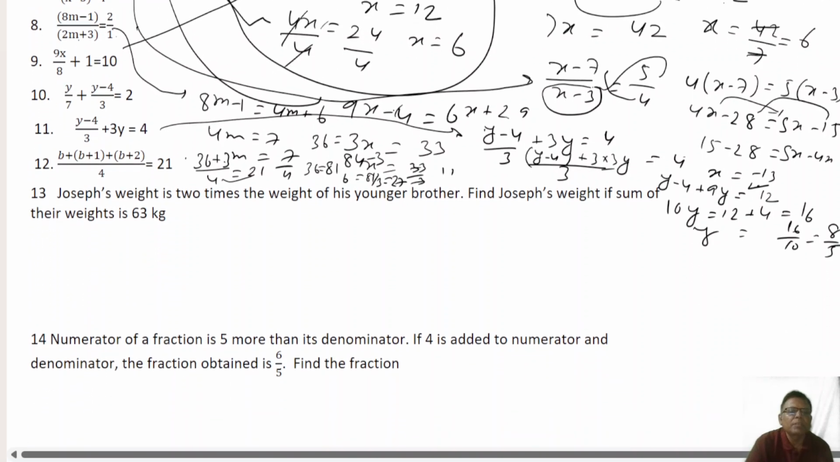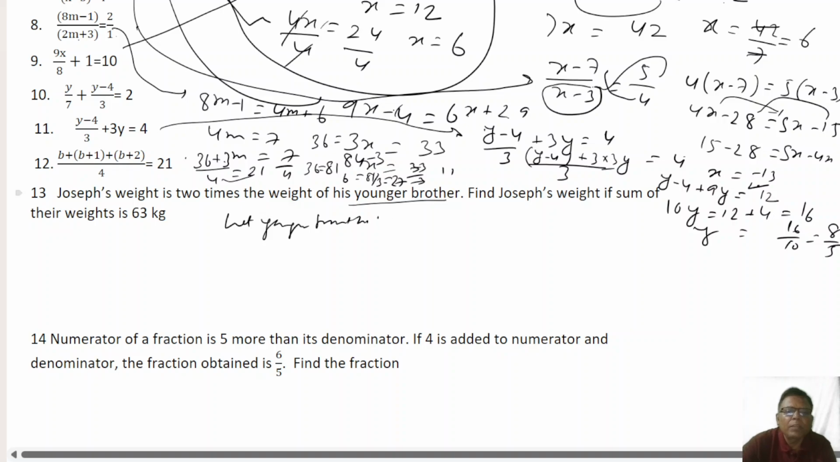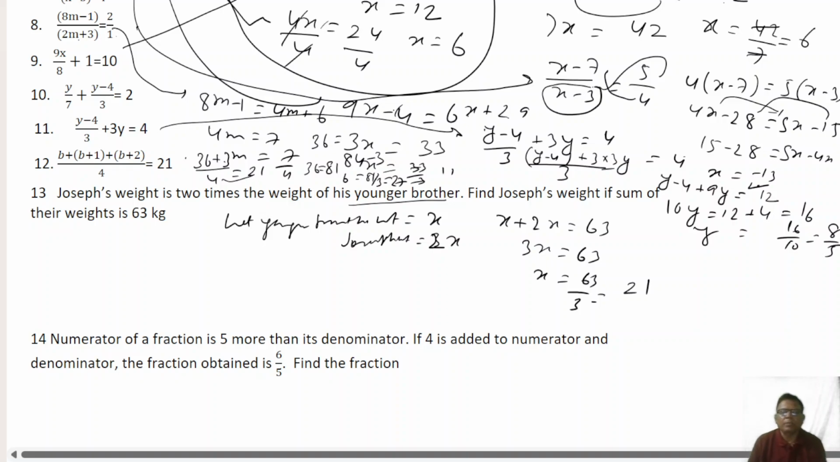Now come to the verbal type question. Joseph's weight is 2 times the weight of his younger brother. So let the younger brother's weight be x. Then Joseph's weight will be 2x, see, 2 times the weight of him. Then 2x, and the sum of these is 63. That means x plus 2x will be 63. That means 3x will be 63. So x will be 63 by 3. Then x is 21.